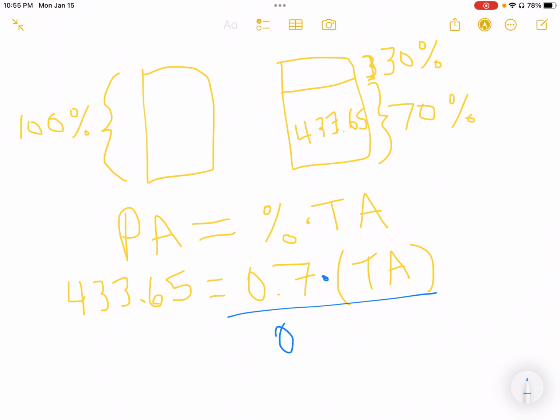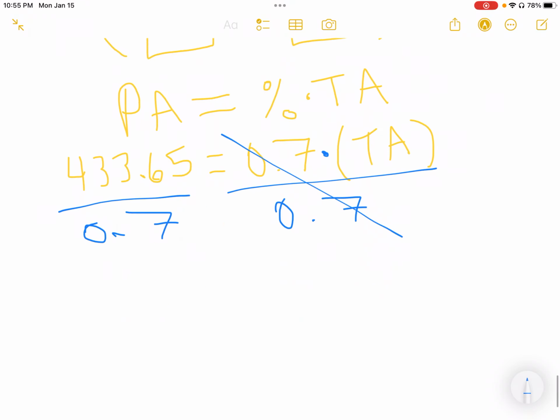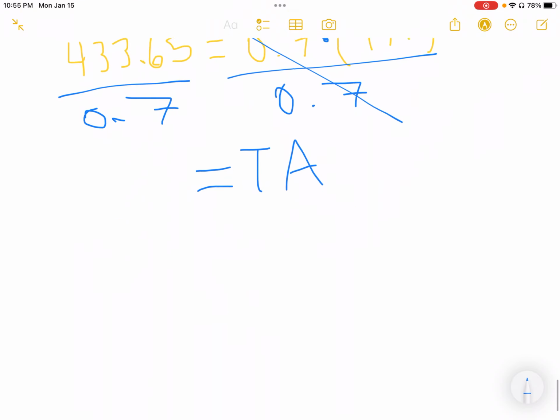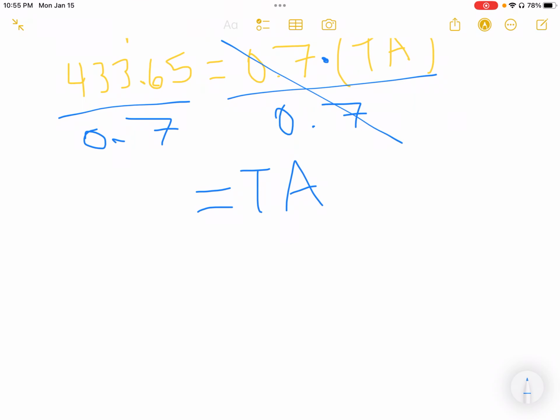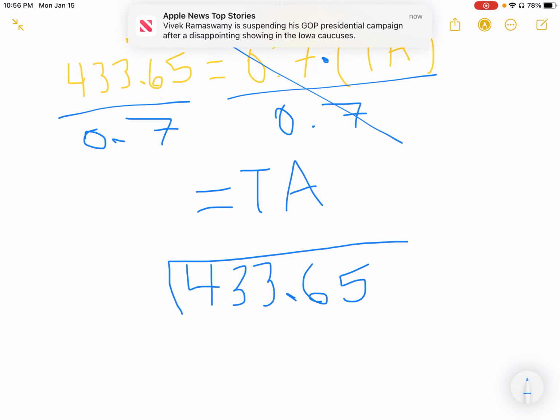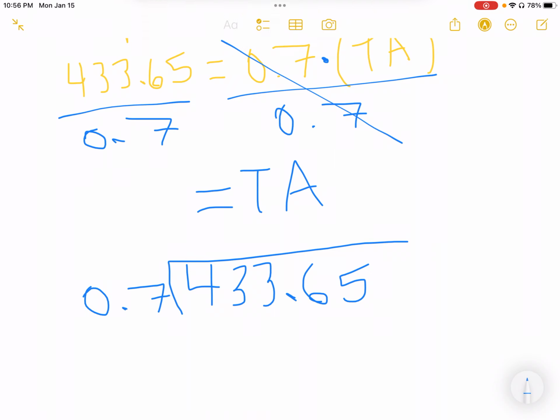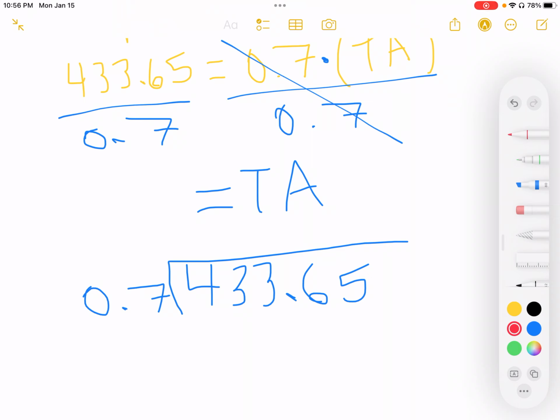It's not exactly my favorite, but I can do it. I can divide by 0.7, and on this side it just goes away, which means I'm left with total amount. And over here, I still have to figure it out. So now I can set it up. I have 433.65, and yay for calculators in a couple weeks, because we'll be able to use our calculator to do this. But this should be a very routine exercise. It's tedious, but it's easy.